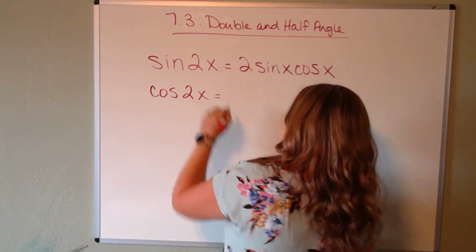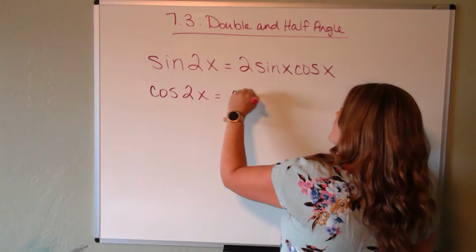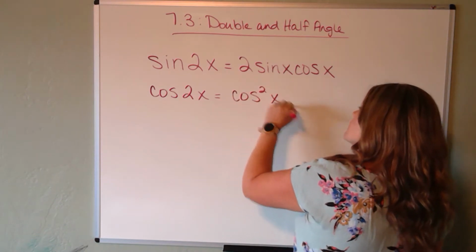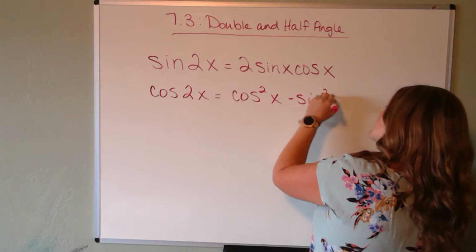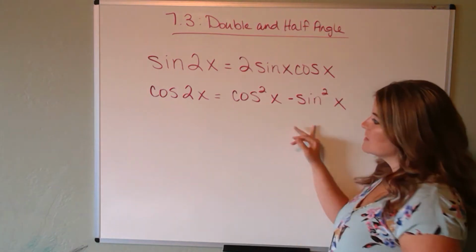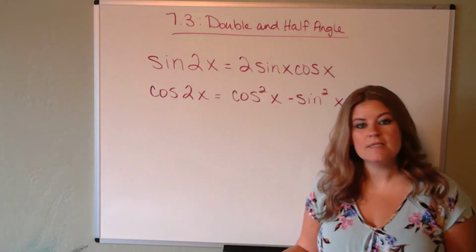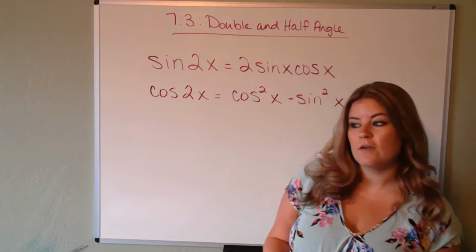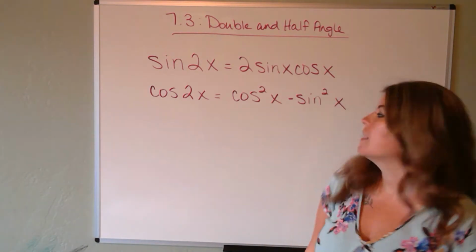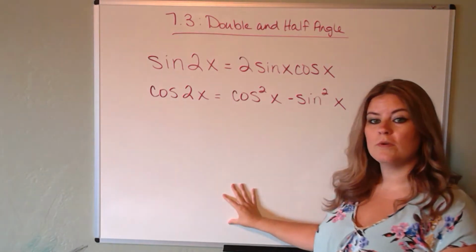The cosine of 2x, you guys, is a little different. To find the cosine of 2x, you can do cosine squared x minus sine squared x. And you guys, these formulas actually are derived using the sum and difference identities. And again, not going to explain them in the video. If we were in person, I probably would. But to keep it as succinct as possible, I'm just giving you the formulas.